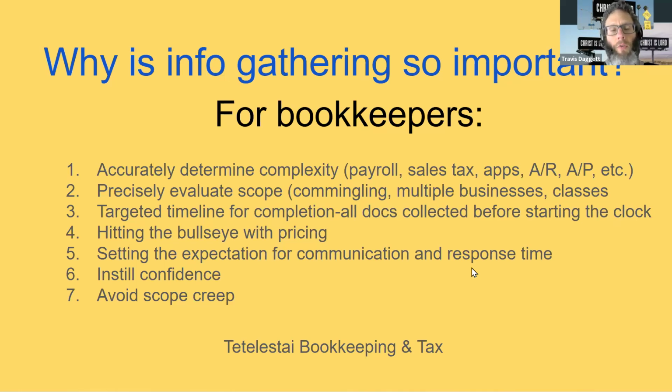It also helps you to precisely evaluate the scope. This is related to complexity, just separating it out a little bit. So things like commingling. The more commingling you have, personal transactions and business accounts, the more time you're going to need, and it's going to be more demanding on the business owner to provide information to separate those out.